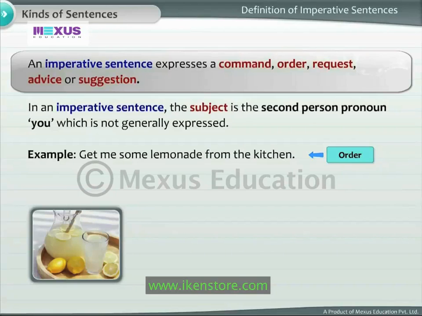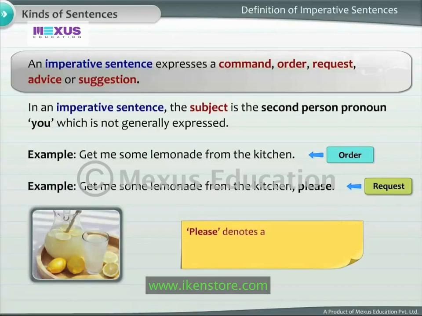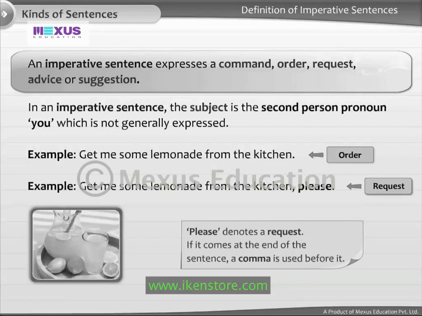Now, read the other sentence. Get me some lemonade from the kitchen, please. This is an imperative sentence with a difference. The speaker is making a request to you. Please denotes a request. If it comes at the end of a sentence, a comma is used before it. This is the case with example 2.